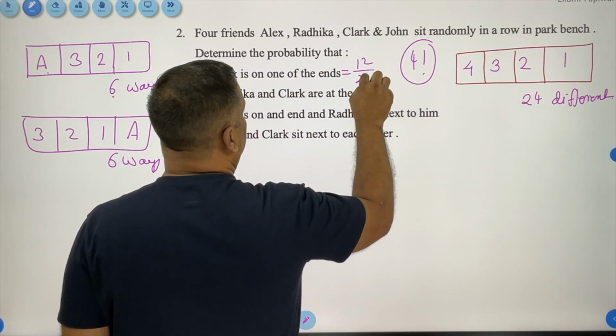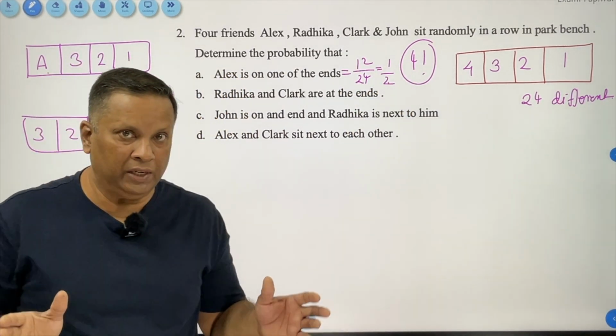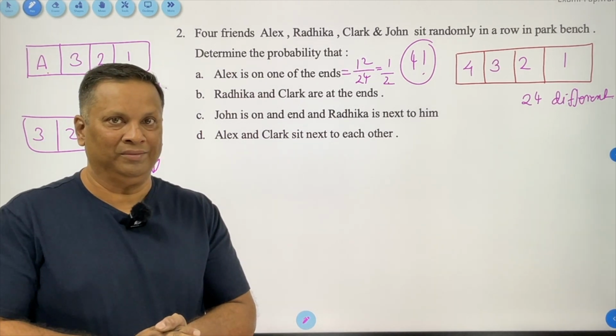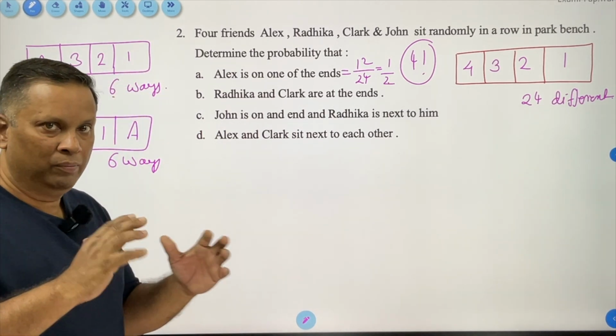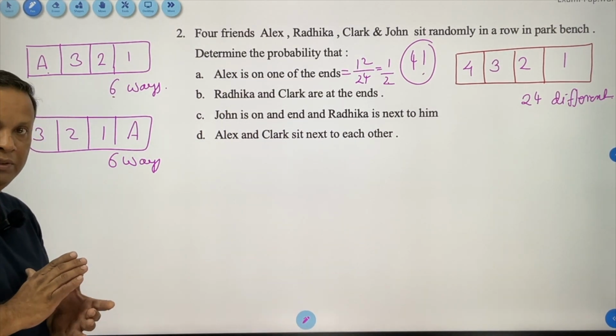12 on 24, which is half. The probability that Alex is sitting on one of the ends is exactly half. Understood, right? Pause the video at different stages and try to do this question.